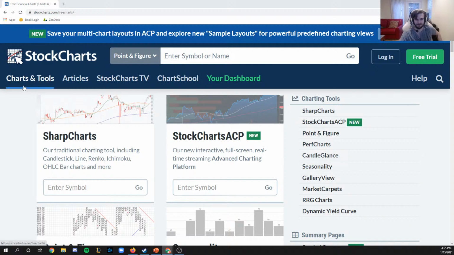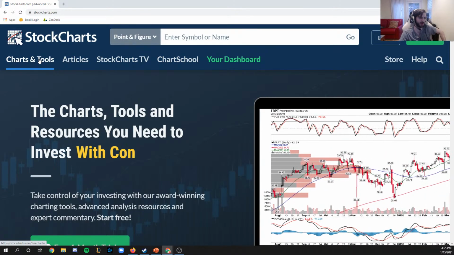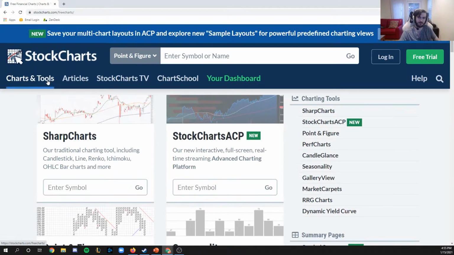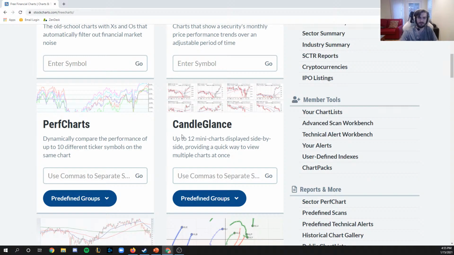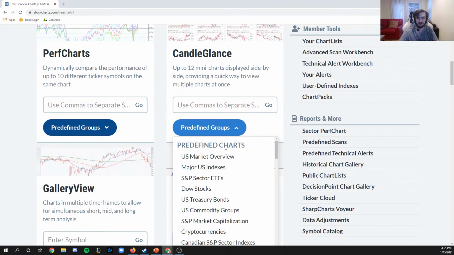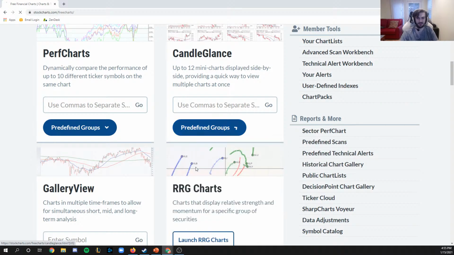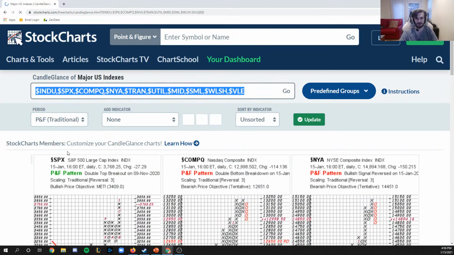So, here on StockCharts, we'll start on the home page. We will go here to Charts and Tools, scroll down to Candle Glance, and then we can choose a predefined chart under predefined groups. Let's click first on major US indexes. We're going to change the period. We don't want to have our candlesticks. We want to have our X's and O's.